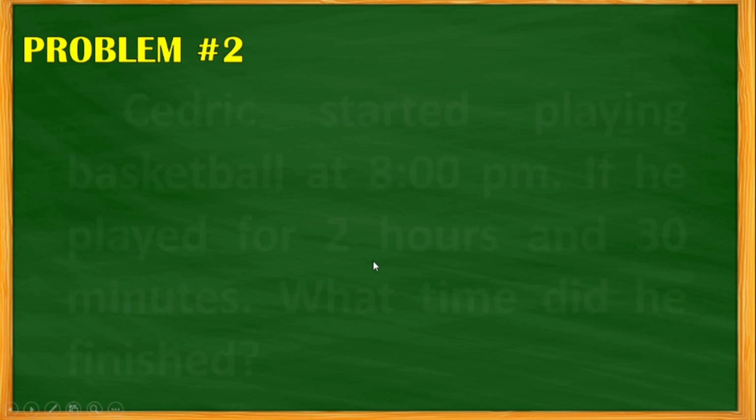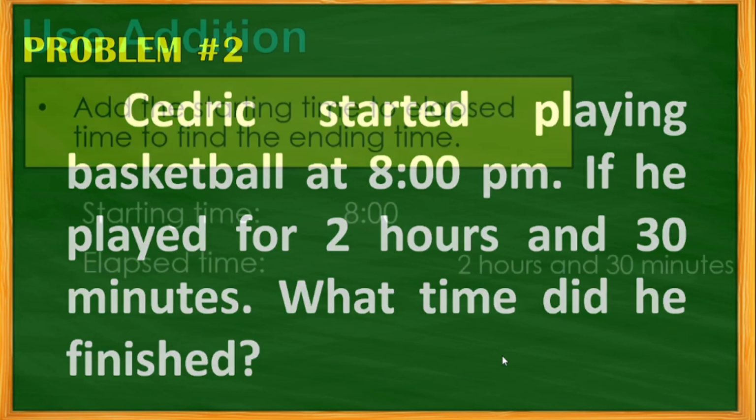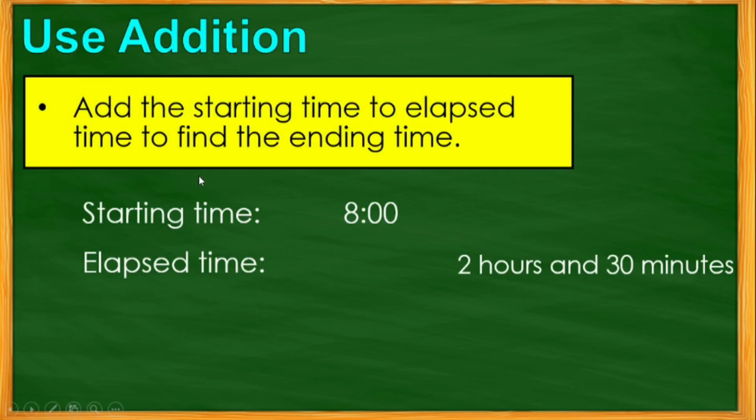Now let's proceed to problem number 2. The problem is, Cedric started playing basketball at 8 p.m. If he played for 2 hours and 30 minutes, what time did he finish? So let's use addition. You're going to add the starting time to the elapsed time to find the ending time. So the starting time for Cedric is 8 p.m. The elapsed time is 2 hours and 30 minutes.